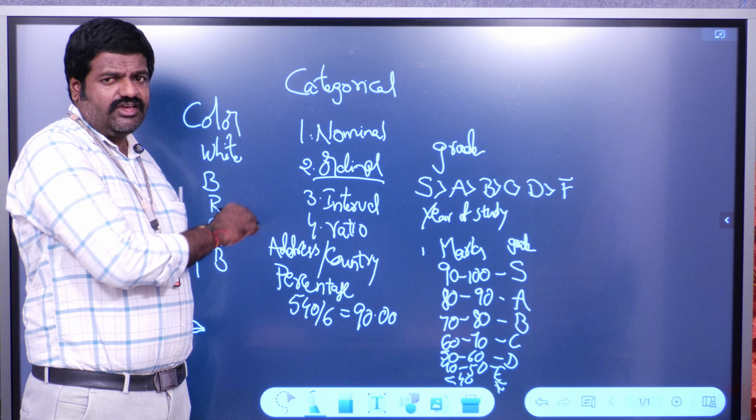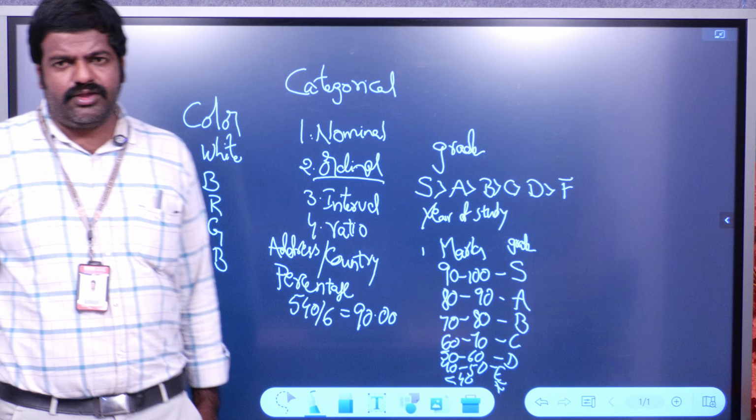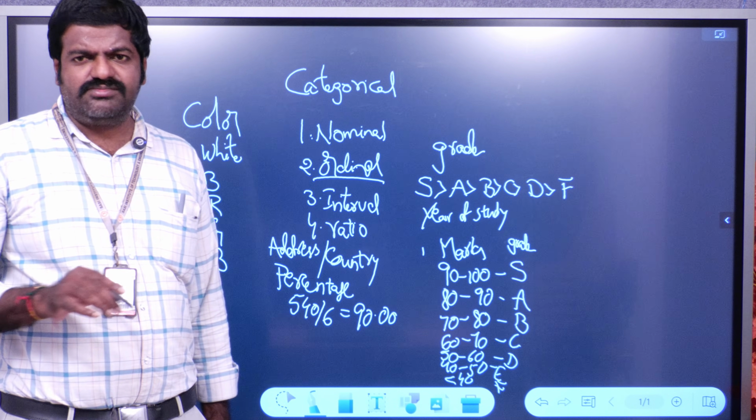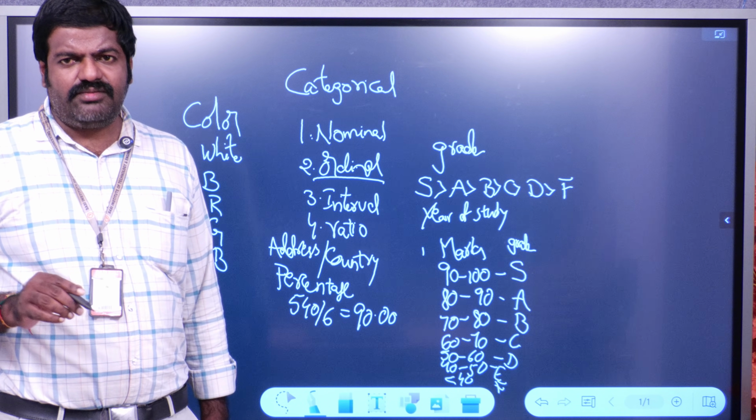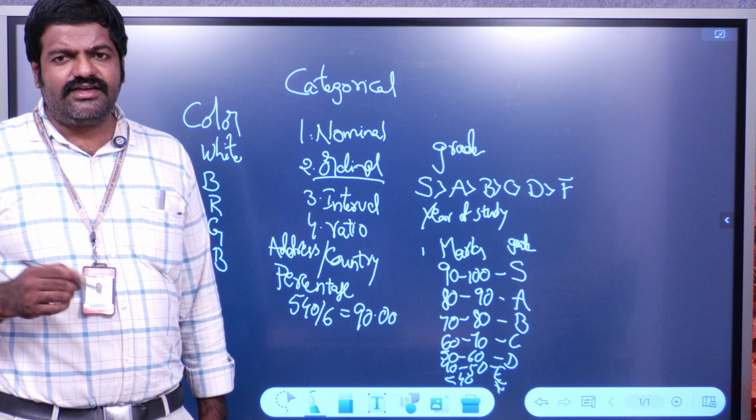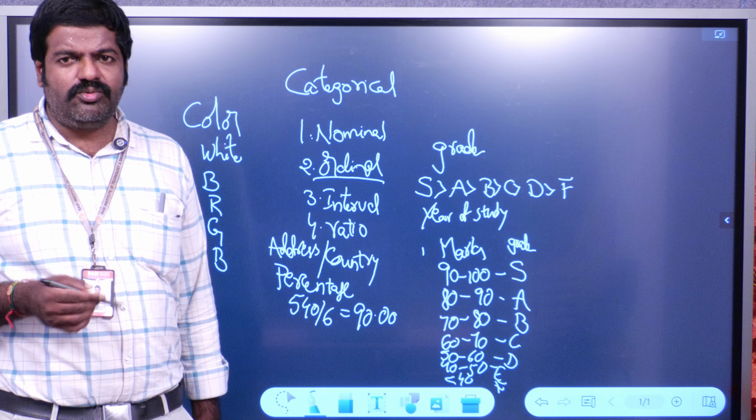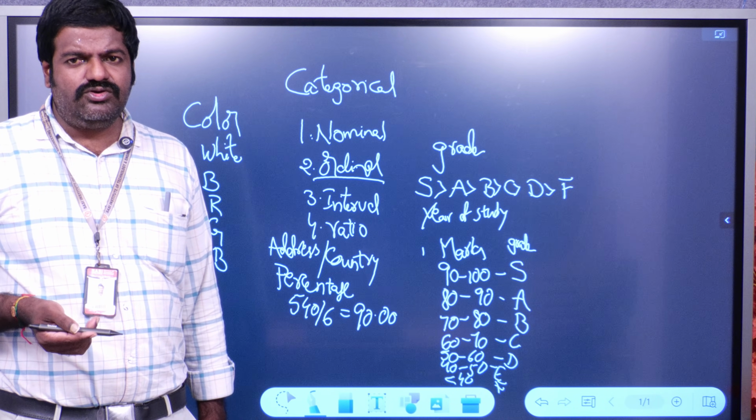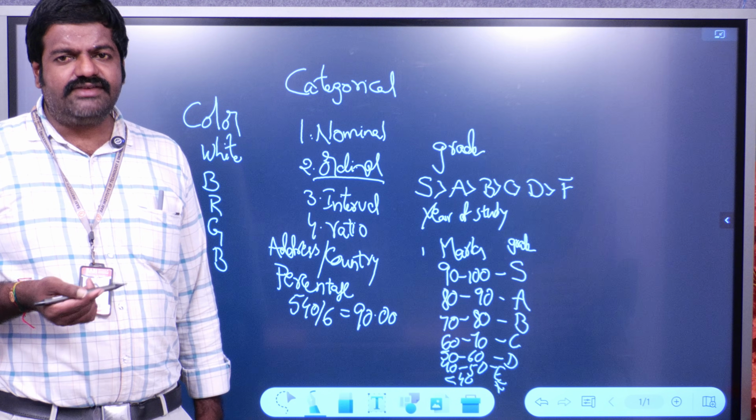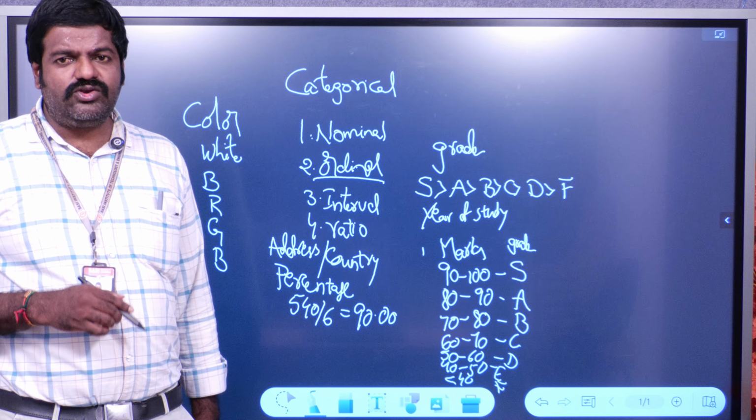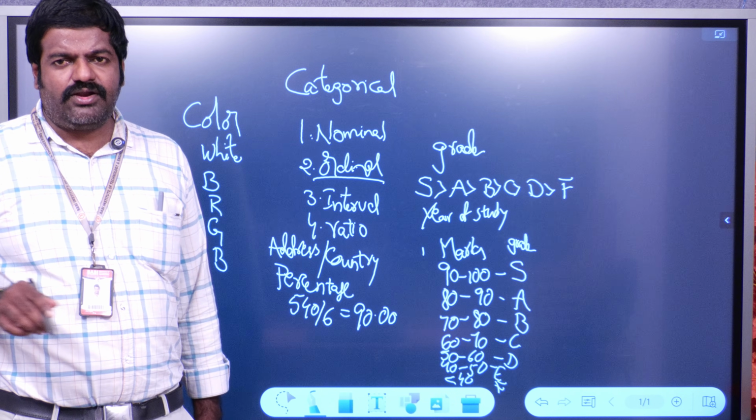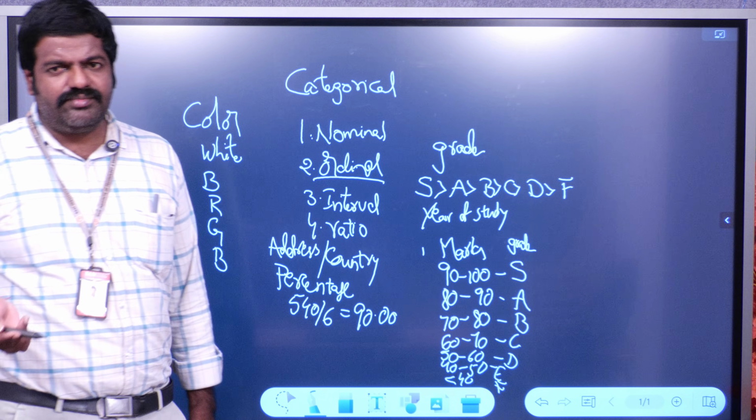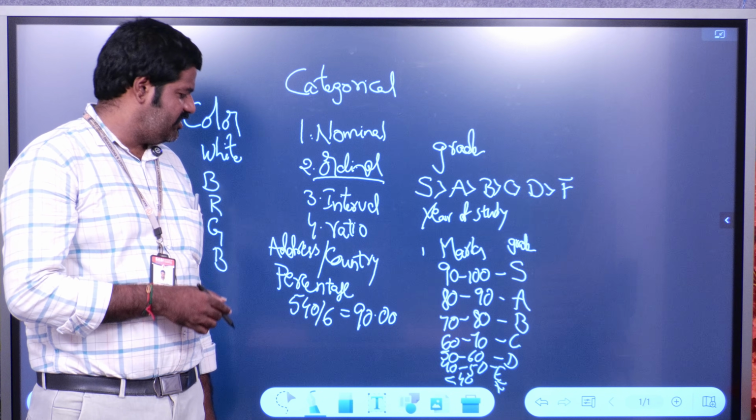So this is the categorical data. Categorical data may be nominal, where there is no order among possible values. The categorical data may be ordinal, where there exists an order between the possible values. The categorical data may be interval, so numerical data can be converted into interval categories. Next, numerical data may be converted into ratios by using the total of the count by the number of values. So that comes under ratios. So this is the categorical data.